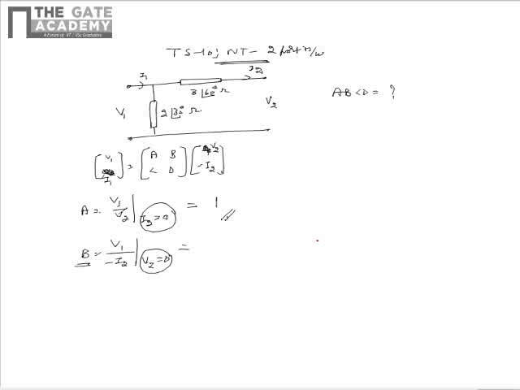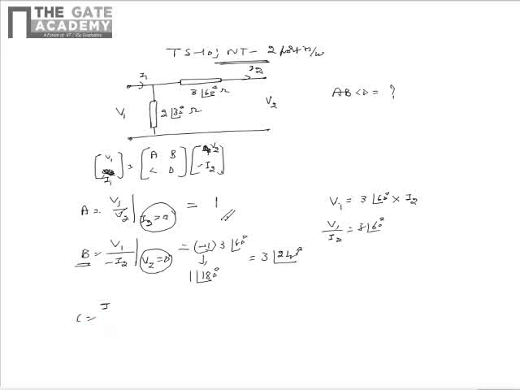And in this case, we can say that V1 can be written as 3 at a phase of 60 degrees multiplied by I2. Therefore, V1 by I2 is equal to 3 at a phase of 60 degrees and hence B can be written as minus 1 multiplied by 3 at a phase of 60 degrees. Minus 1 can be written as 1 at a phase of 180 degrees, hence B can be simplified as 3 at a phase of 240 degrees.